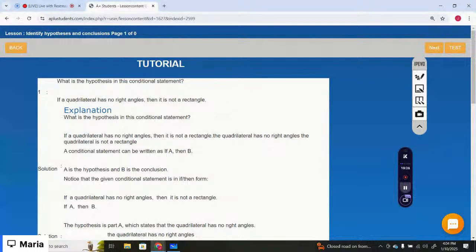So a conditional statement can be written as if A then B. So A is the hypothesis and B is the conclusion.